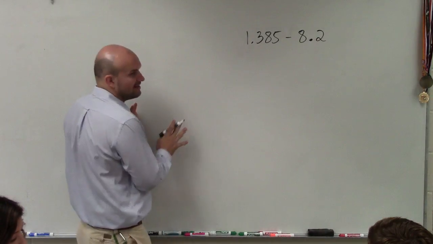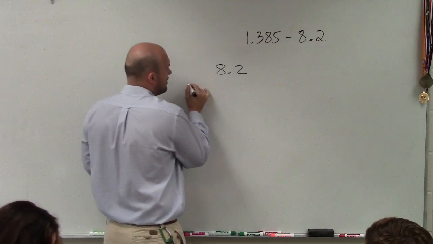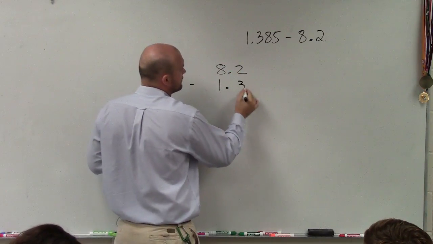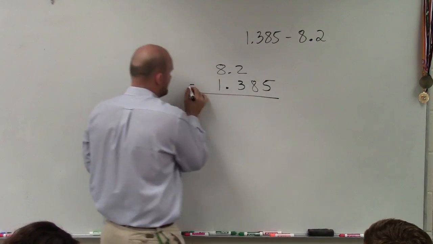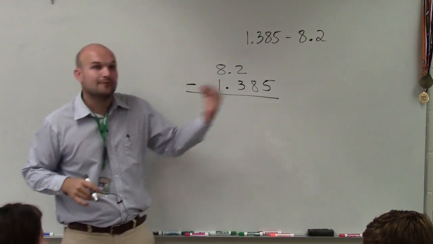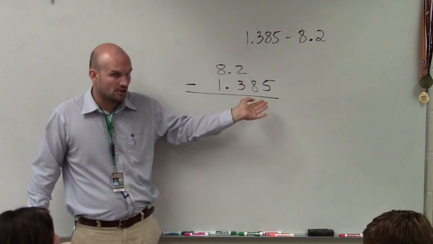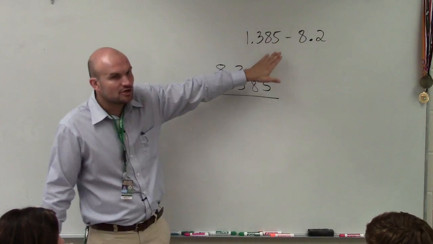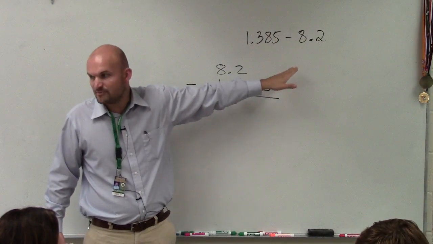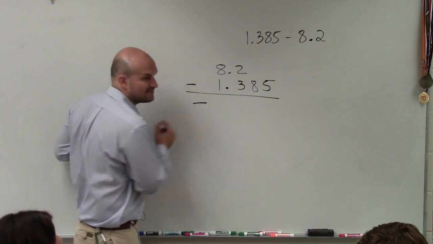So when I rewrite this problem, the way that I'm going to rewrite it is 8.2 minus 1.385. Does everybody see what I did? I rewrote it so it's always the larger minus the smaller. However, it's very important for you to remember, the original problem, we know the answer is going to be negative, right? So before I go any farther, I'm going to write the negative sign.